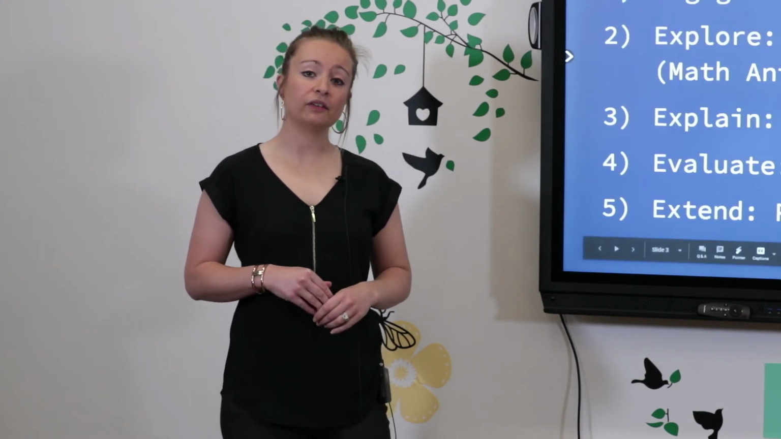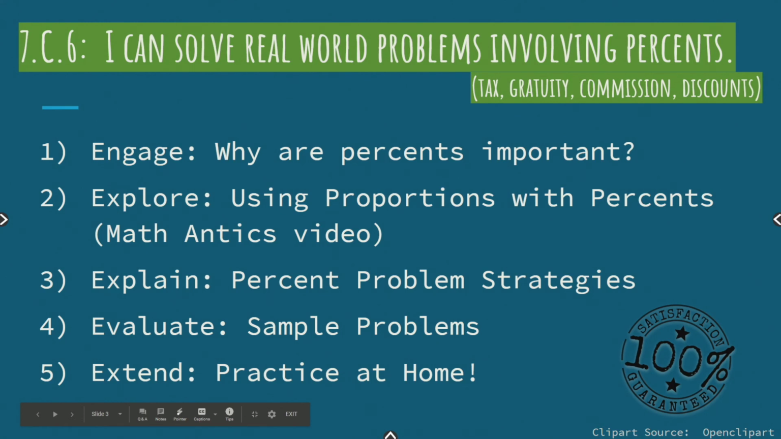Today's focus is going to be on solving those problems with percents. We're going to focus on tax, gratuity, commission, and discounts. We first discussed the why, but now let's dive in deep into our strategies. We're going to watch a Math Antics video that shows us exactly how to use proportions to solve percent problems. This is probably how your teachers taught you to do these problems this past school year. We're going to explain some other strategies when we're looking at problems with multiple steps that you may or may not have seen before. You're going to try some sample problems on your own, and then I'm going to give you ways that you can practice this at home. Let's get started.